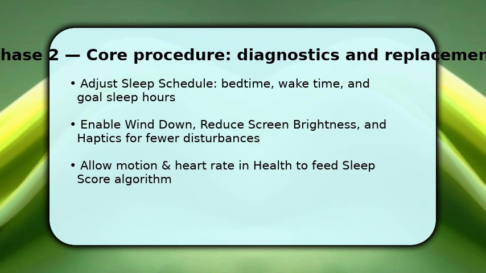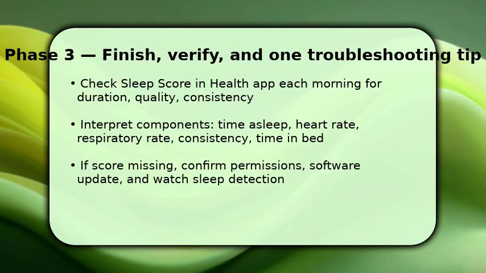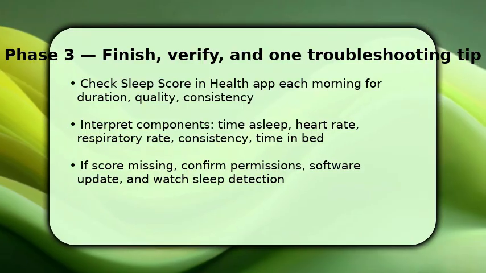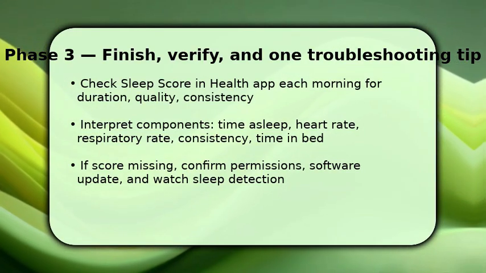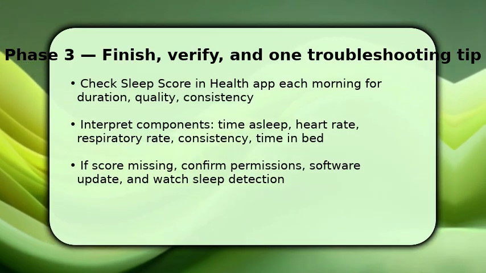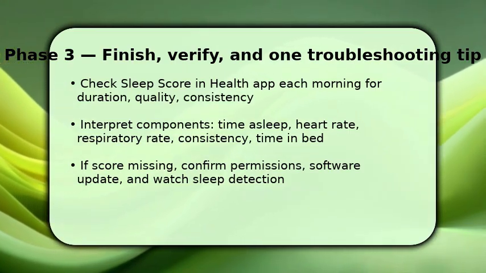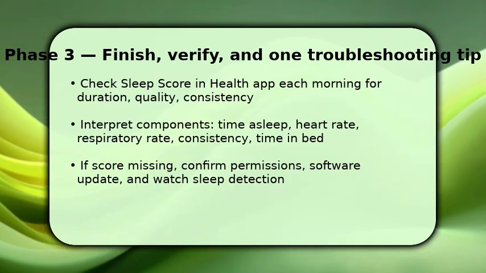You finish by inspecting your sleep score each morning in the Health app. Review total time asleep, heart and respiratory rates, and consistency. Those explain why your score rose or fell. Use that feedback to shift bedtime, reduce caffeine, or improve sleep environment.